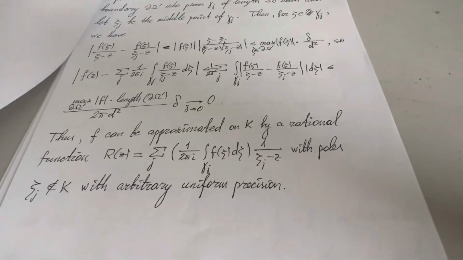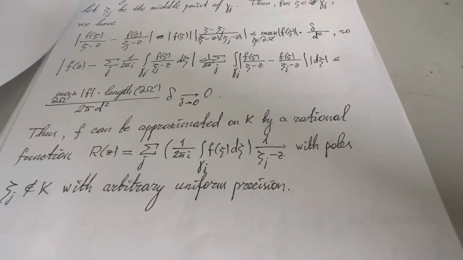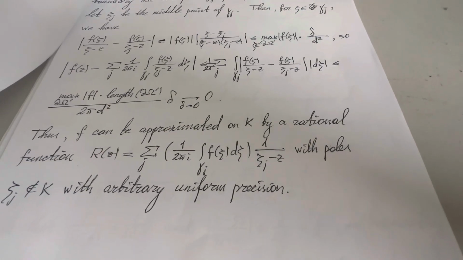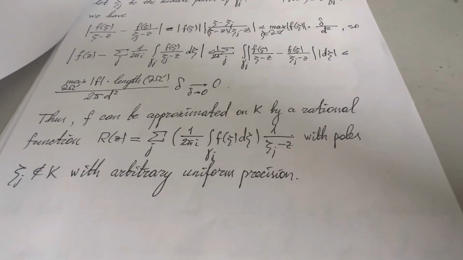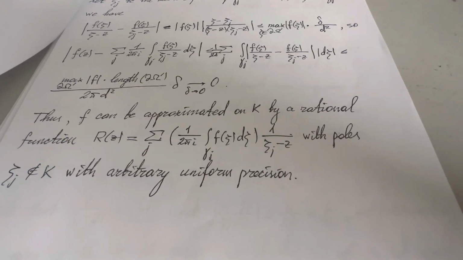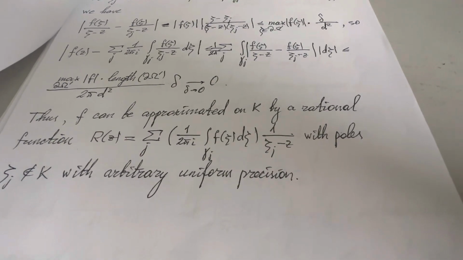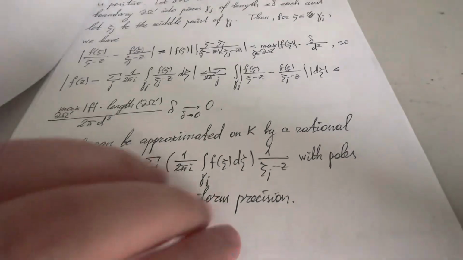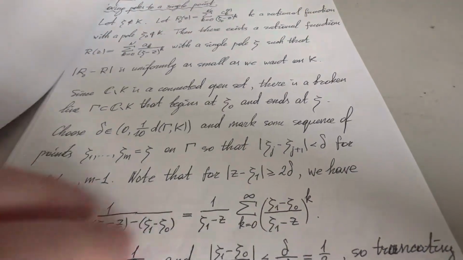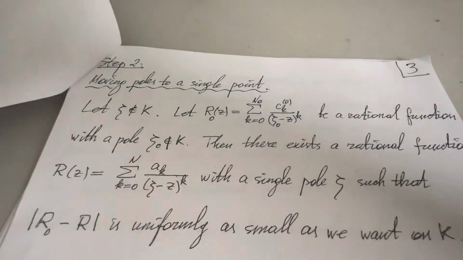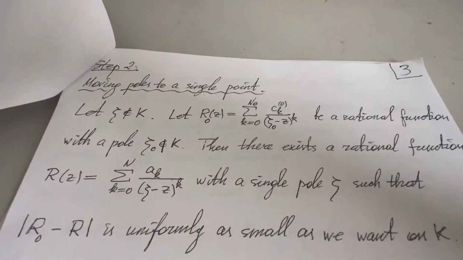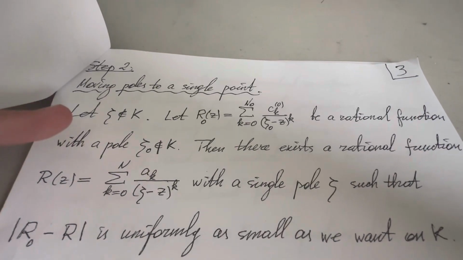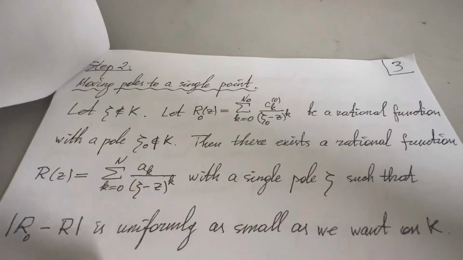So what does this tell me? It says that f can be approximated on K by a rational function. And then he gives the rational function there. With poles zeta j not in K with arbitrary uniform precision. Or precision. I can speak English. Precision. Okay. I believe that's step 1. So what's step 2? Moving poles to a single point. So this is a necessary step in between getting the rational function and getting the polynomial.